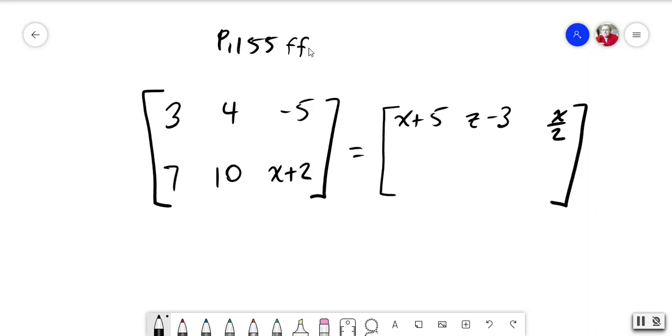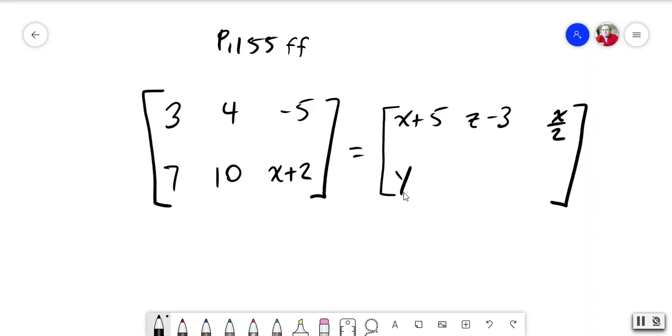FF does not mean Fantastic Four. FF is a symbol you'll see in books when you get to college. FF means and following. So P155FF means page 155 and the following pages.